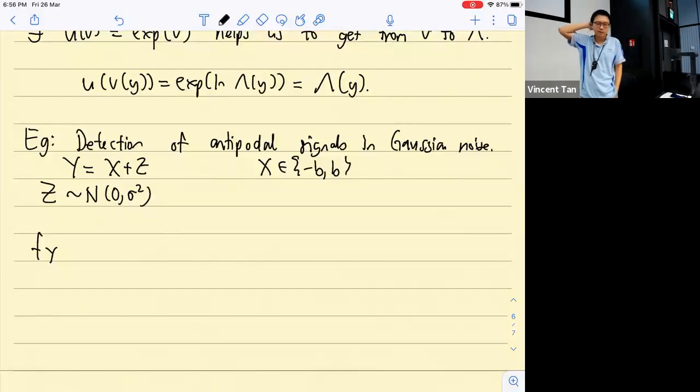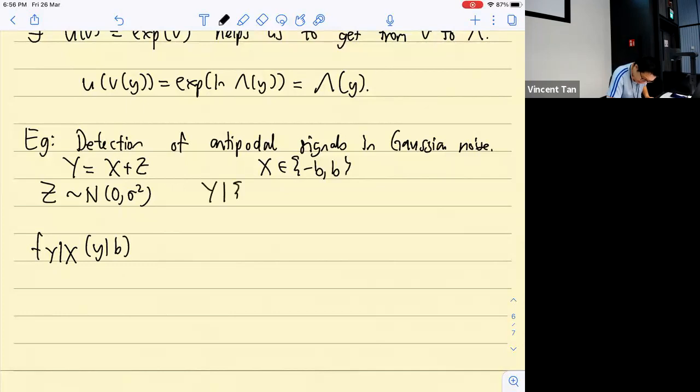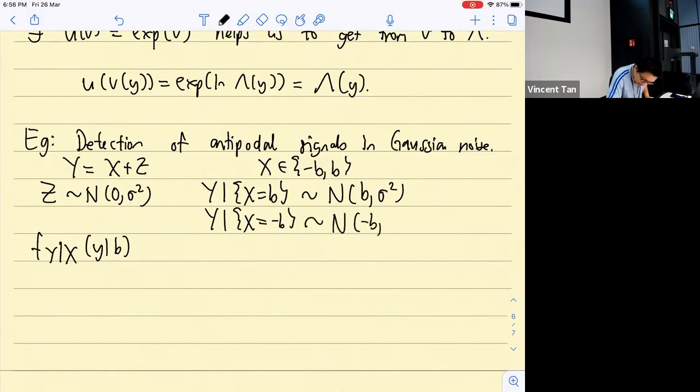Okay, it's a real number, but we want to come up with a certain sufficient statistic. It's a single number such that we can compare it to a threshold and make a good decision. Okay, so now let me write down f of y given x. Y given the event that x is equal to b is distributed as Gaussian with mean b and variance sigma squared, and y conditioned on the fact that x is equal to minus b is distributed as Gaussian with mean minus b and variance sigma squared, right?